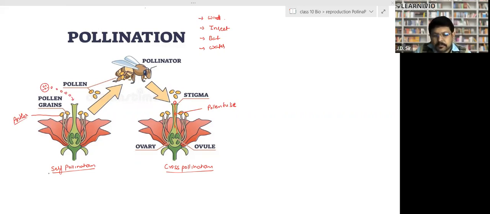Pollination may take place through insects, wind, birds, and bats. Full stop.